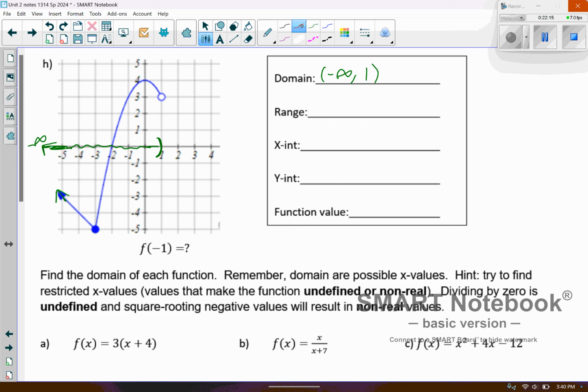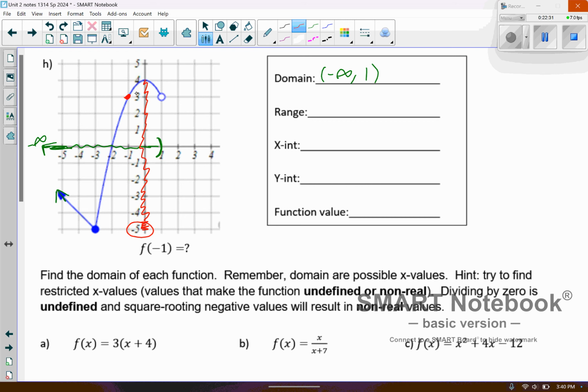All right, the range, this one's a little tricky here. So let's see, from bottom to top. So the bottom is definitely at negative 5. And then we go up, up, up, up, up to 4. And don't worry about the 3. The 3's covered up over here.